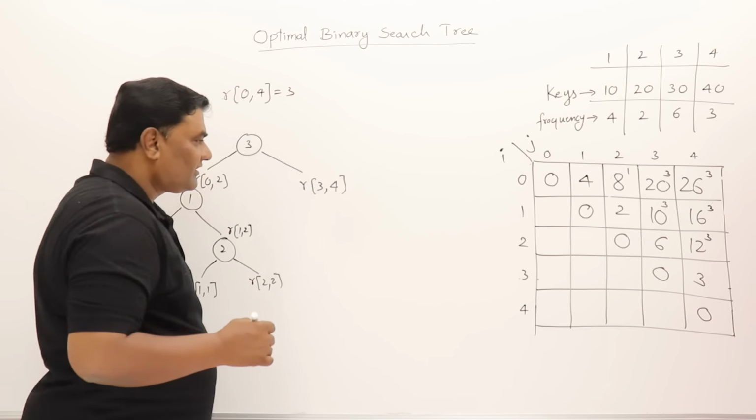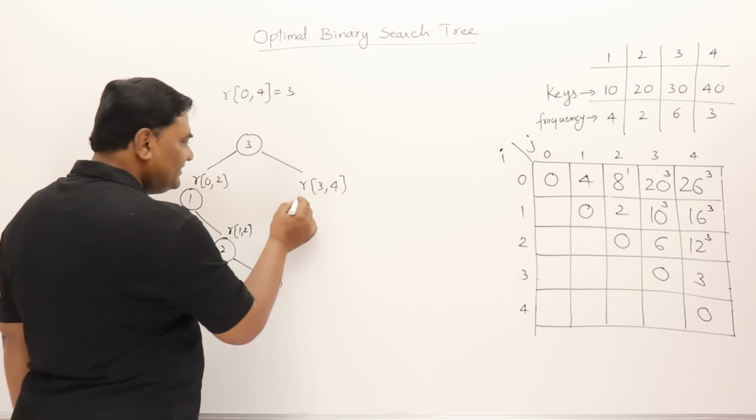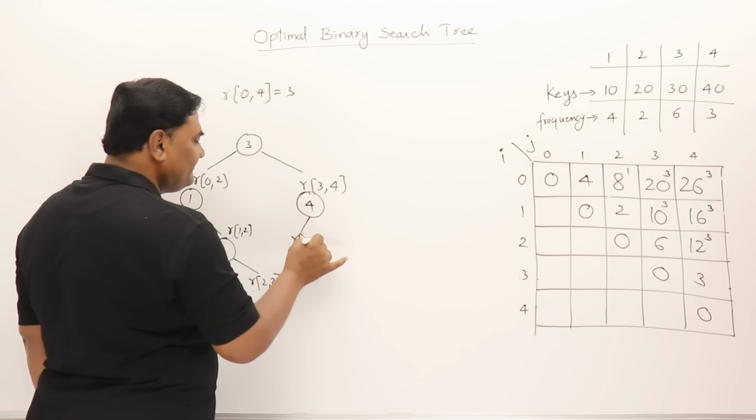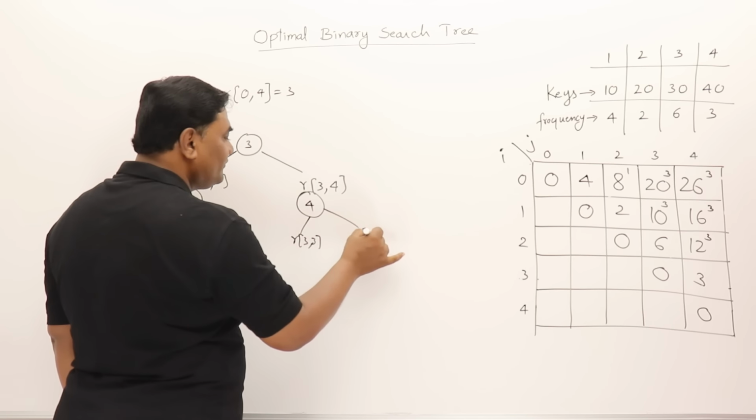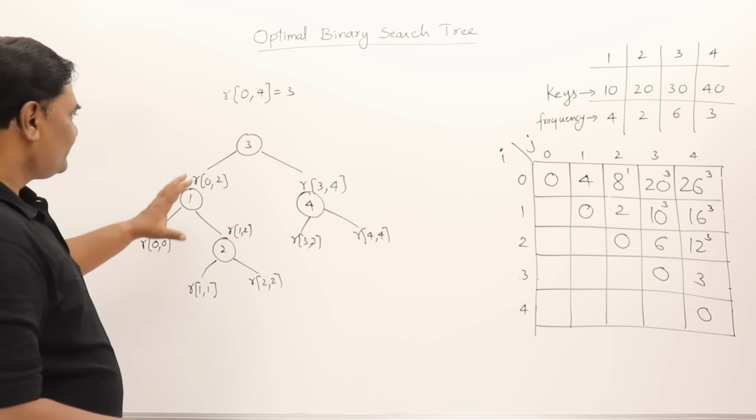Now 3 to 4. What is 3 to 4? 3 to 4 is this one. This is the fourth key. And on this side root of 3 to 3 and root of 4 to 4. For these all the values are 0 only. So this is the tree.